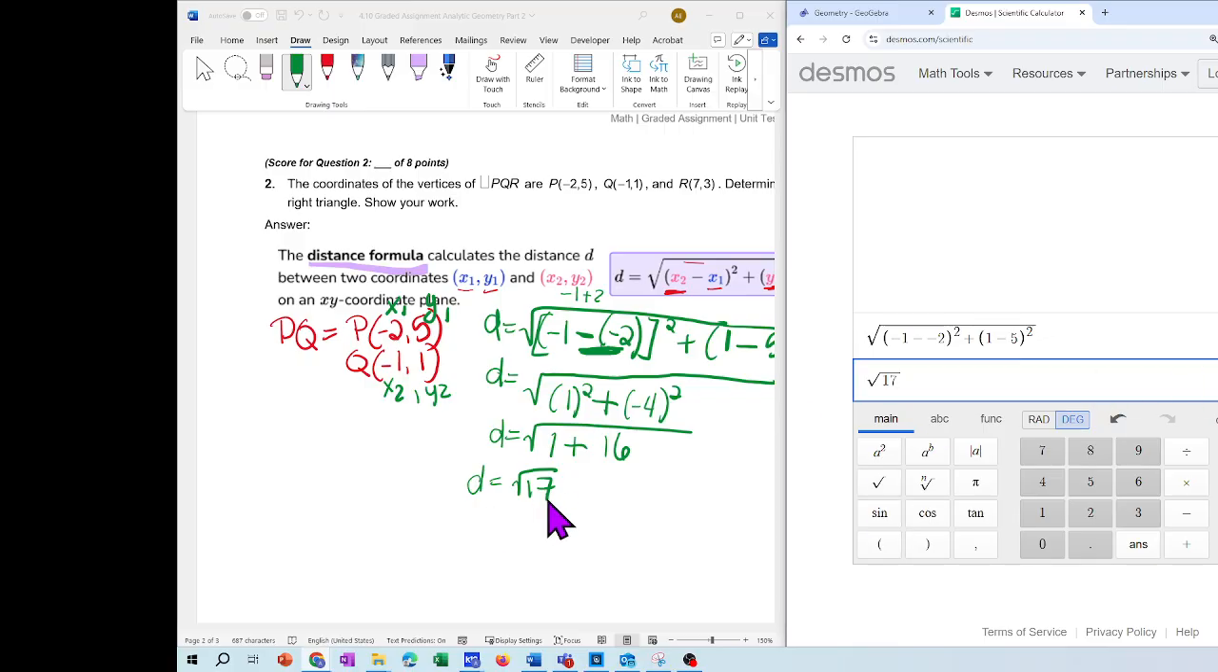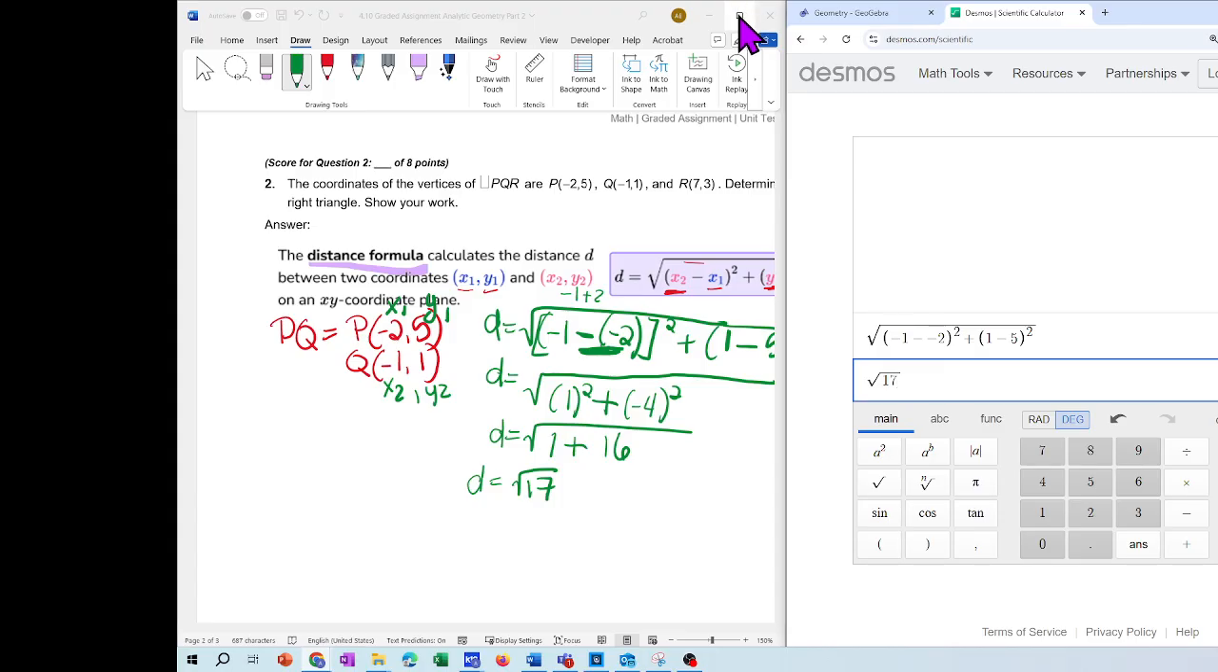So square root of 17 is being represented as 4.12, approximately in decimal. So just make sure they're equivalent. And it doesn't have a perfect square root, so I'm going to leave it as square root of 17. Do not put it as a decimal, because we need the exact measurements in order for us to conclude if it's a right triangle or not. So leave it as square root of 17.